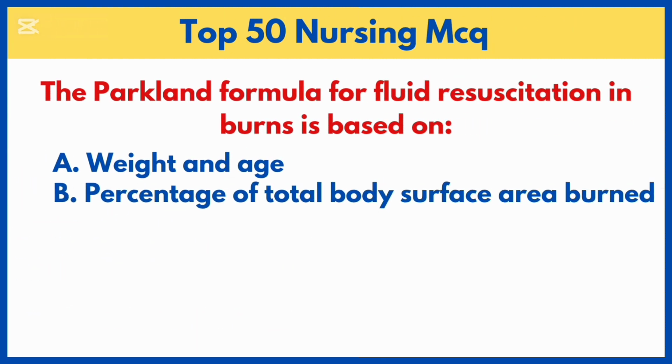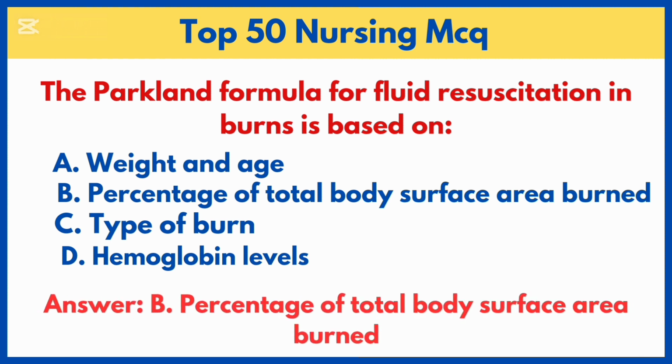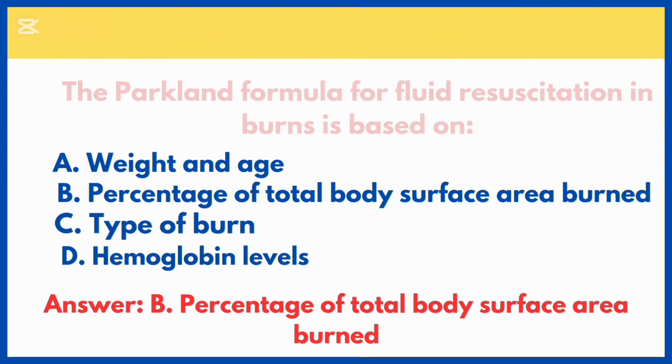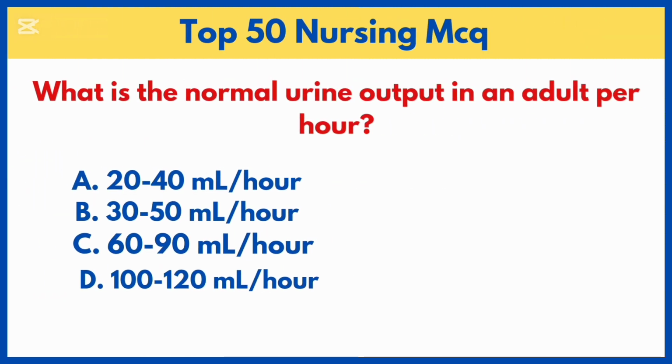Parkland formula for fluid resuscitation in burns is based on. Correct answer is option B, percentage of total body surface area burned. What is the normal urine output in an adult per hour? Correct answer is option B, 30 to 50 ml per hour.